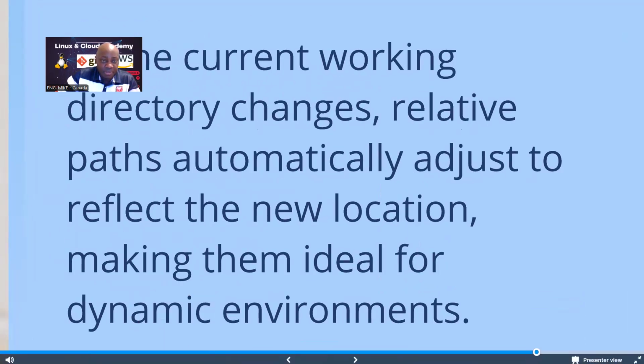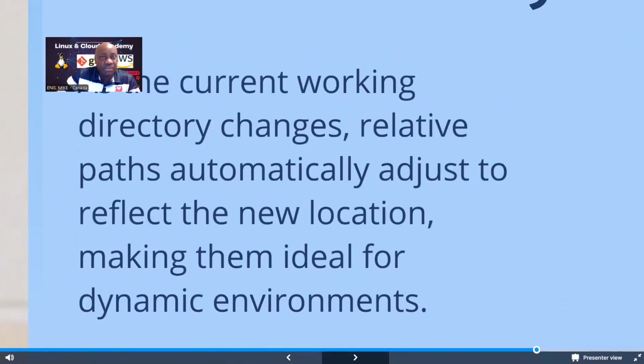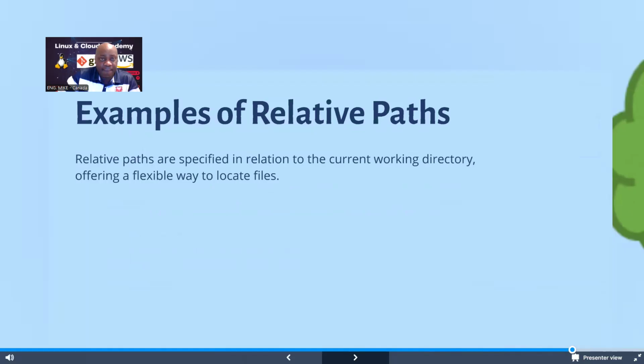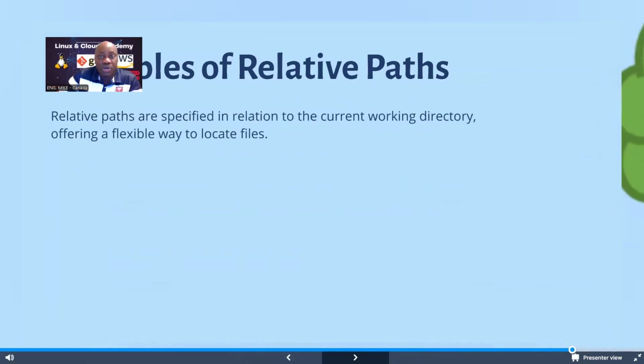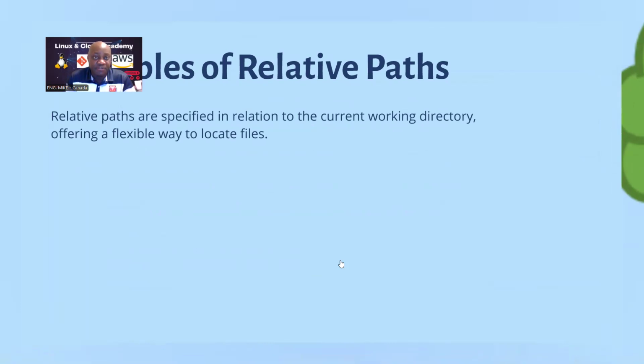Okay. What next? So, examples of relative paths. Relative paths are specified in relation to the current working directory, offering a flexible way to locate files.